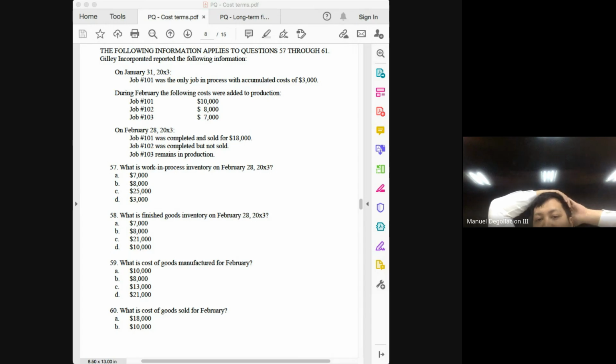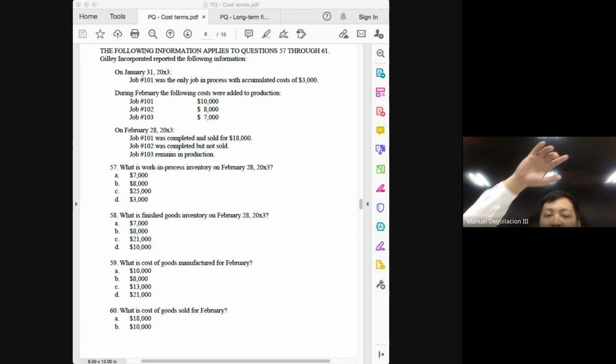Job 103, finished? Not yet finished. So our work in process by the end of February will only be composed of job 103. And how much was the cost in job 103? 7,000. No need even to compute, class. You just have to use your eyes. So the answer in 57 would be 7,000.